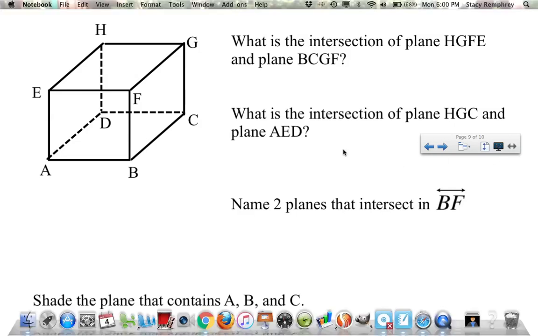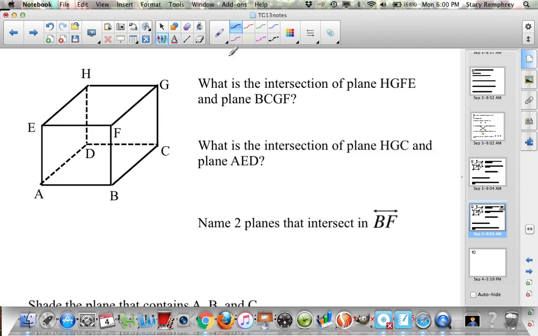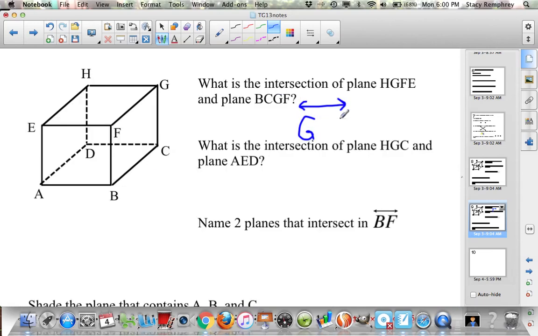I'm actually going to jump out of this to write that for you. Okay. So this is your symbol for line. G, I apologize. F would be the intersection. And you have to make sure this says line. It can't say segment. What is the intersection of plane HGC?